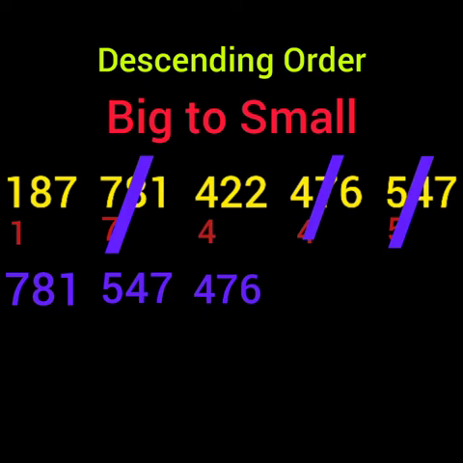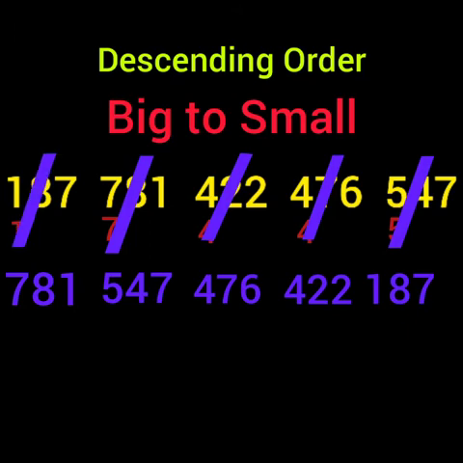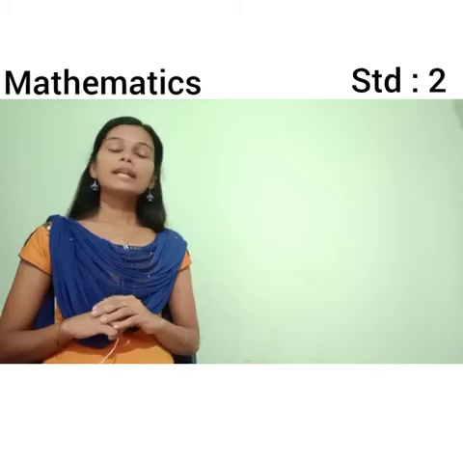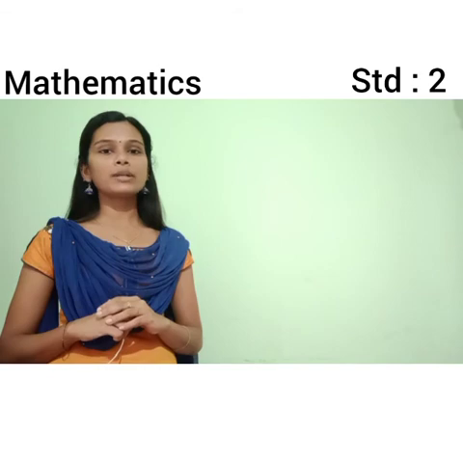Then compare the other two numbers. It is very clear that 4 is greater than 1. So we have to write 422 as the next number, and at last we have to write 187.